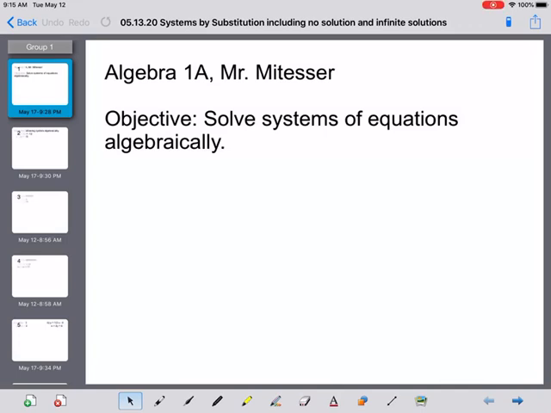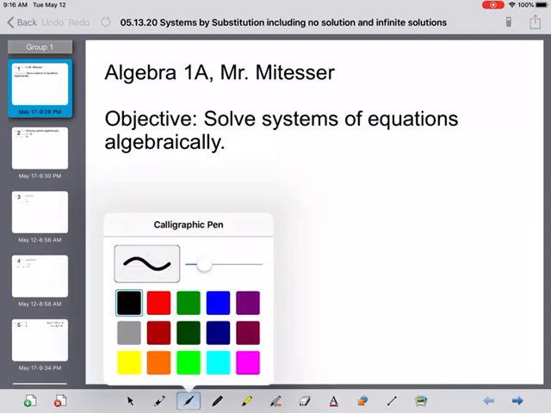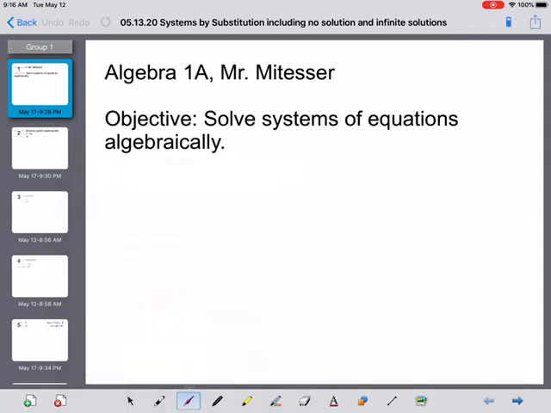Welcome, everybody. Today we're going to continue practicing solving systems of equations using substitution, but we're going to look at the cases where there's no solution or infinite solutions as well, which you might remember when you graph. No solution means the lines are parallel, and infinite solutions, the lines are the same exact line. So we will look at that as part of this lesson, but we'll do some more practice because this can be a tricky section, and you'll have a test tomorrow.